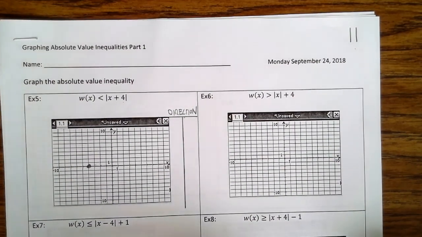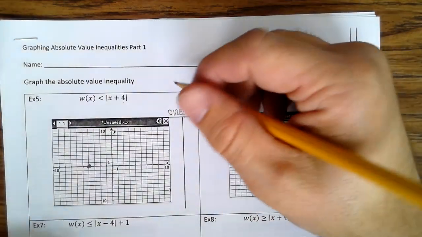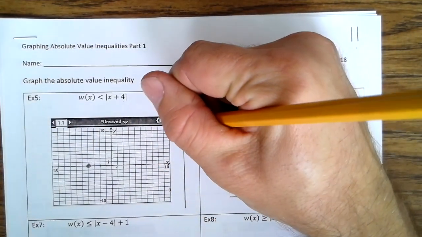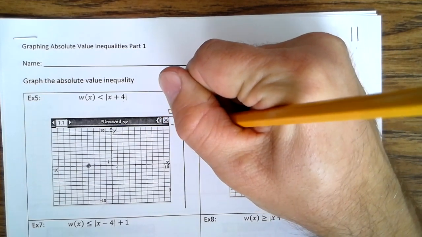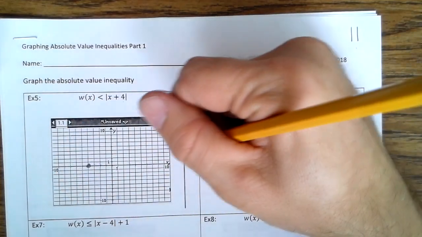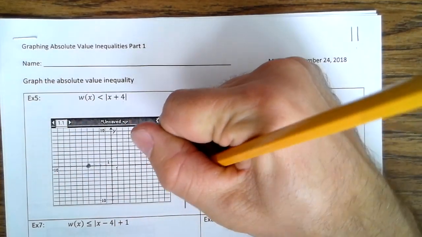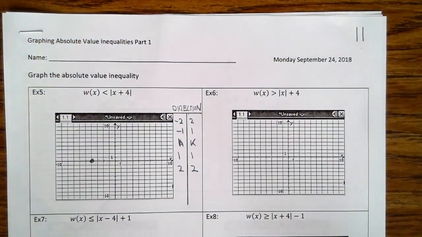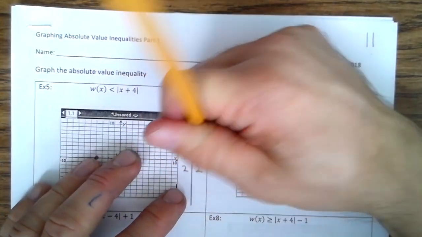Now we know from the problem before that the absolute value is always going to have these directions: negative 2, 2, negative 1, 1, h, in this case hk, then 1, 1, 2, 2. Now these aren't points, these are actual directions.